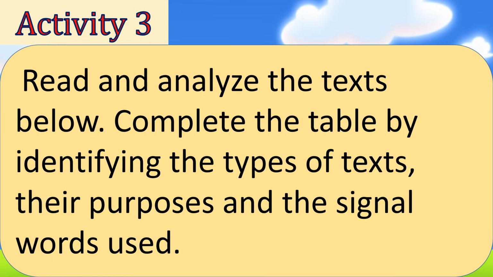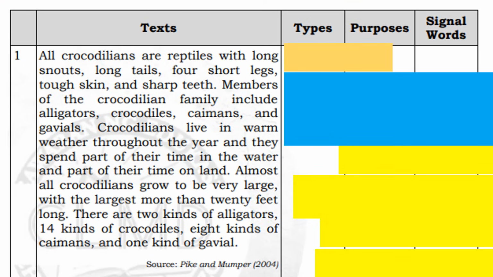For activity 3 in your module, which is learning task 3, you're going to read and analyze the text below and complete the table by identifying the types of text, their purposes, and the signal words used. I'm going to give you an example for number 1. Let's read first number 1. All crocodilians are reptiles with long snouts, long tails, 4 short legs, tough skin, and sharp teeth. Members of the crocodilian family include alligators, crocodiles, caimans, and gavials.